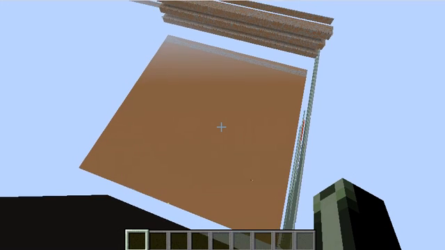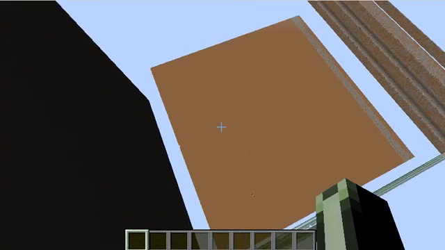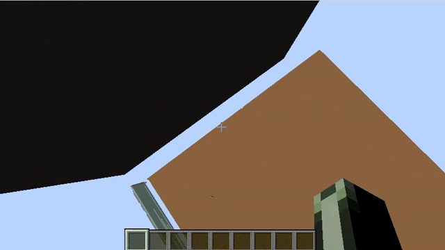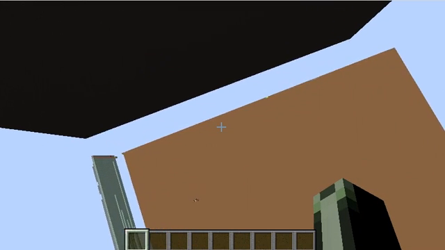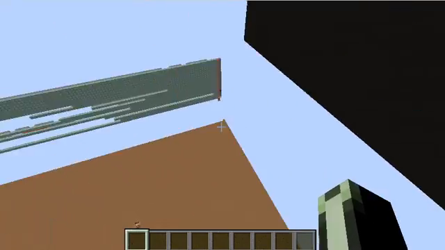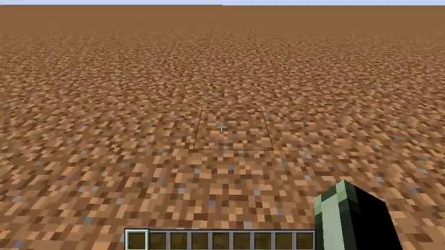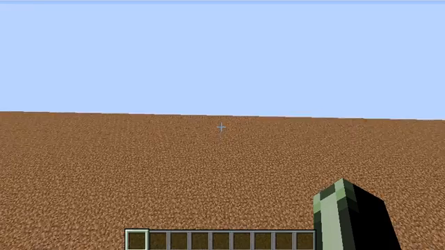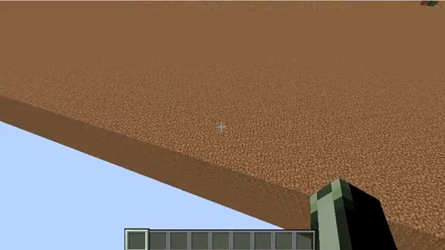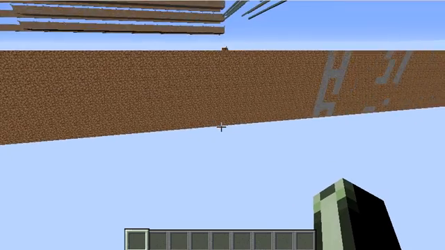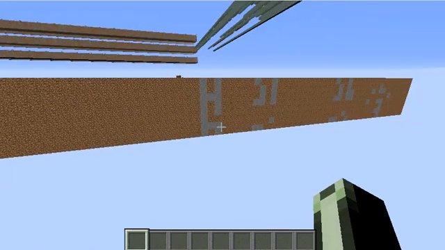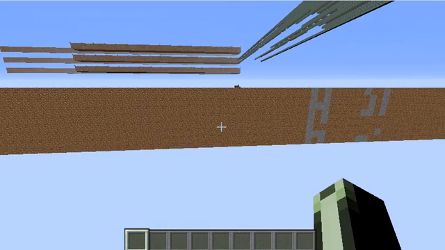Here's the memory. The memory is dirt blocks and stone. This is the RAM. Now, here we go. You can actually watch. This blew my mind. You can watch the RAM as it refreshes. These are the memory locations.